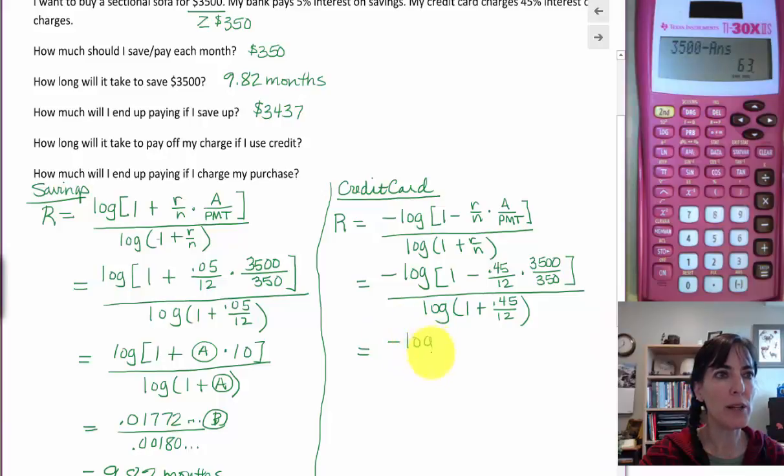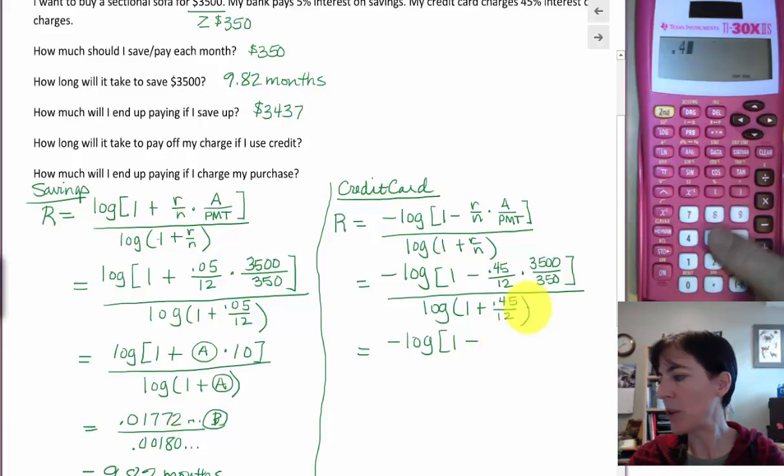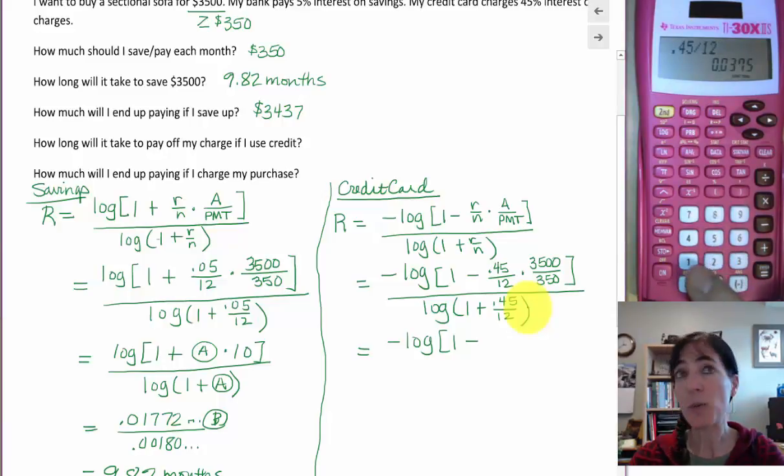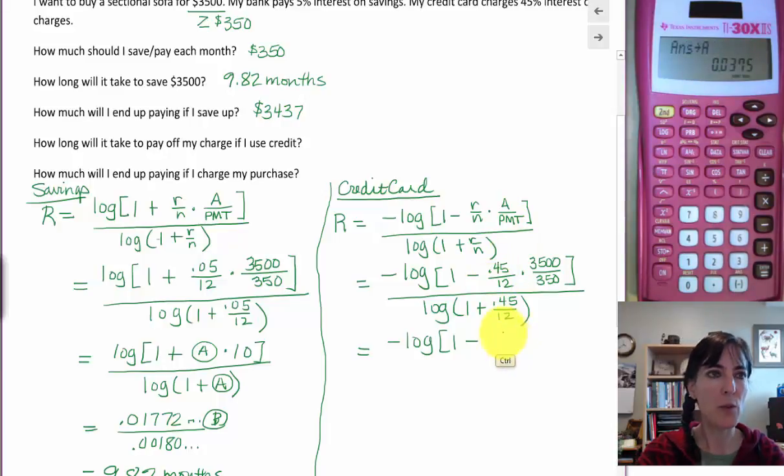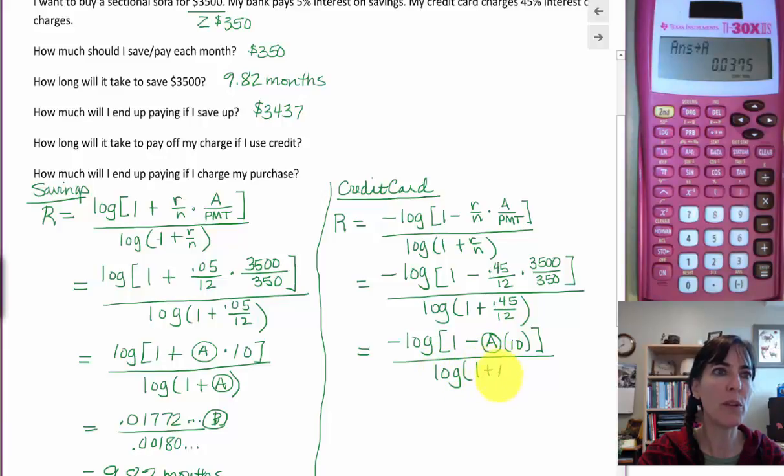And then I will write in some things that we already know, which is the 0.45 divided by 12 we don't know, but we can find that pretty quick. 0.45 divided by 12, and it's 0.0375, so let's just store that in A. And then we can just say here that it's stored in A. And the 3,500 divided by 350 we do already know, and that's a 10. And then we can put that over log of 1 plus what's stored in A.